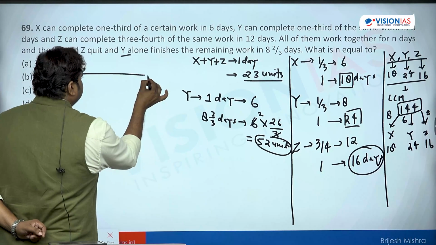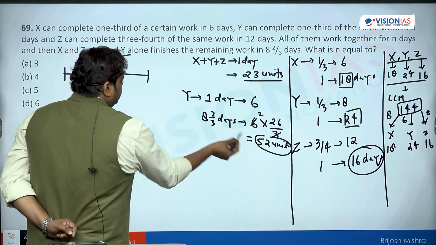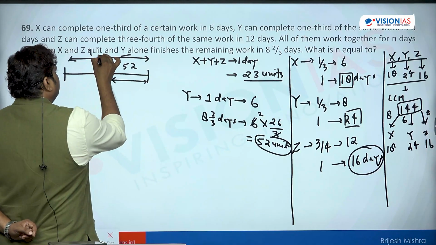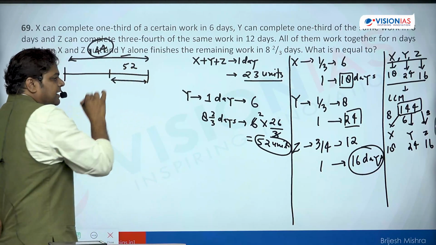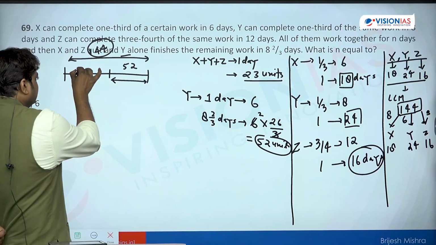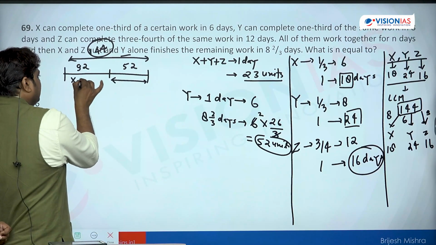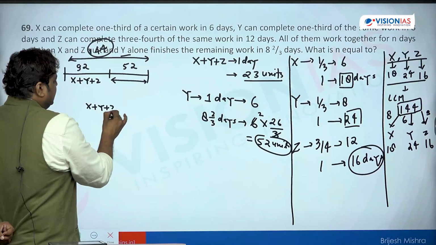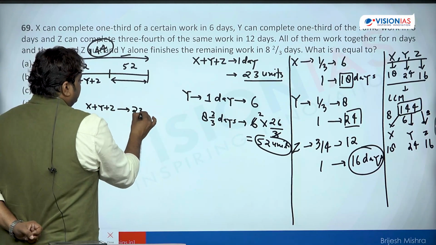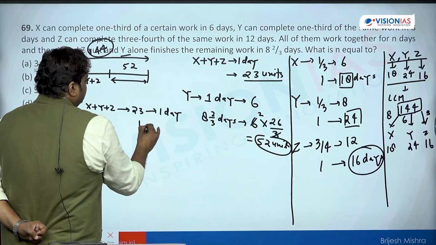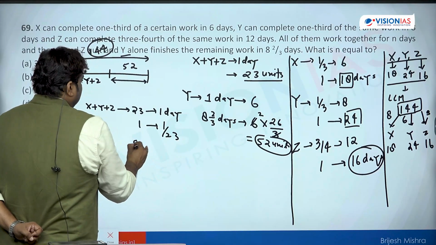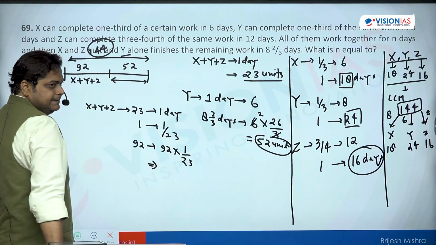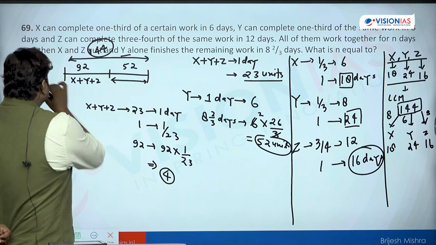That means 52 units Y has completed. Total units 144. 144 minus 52 is 92 units. That means 92 units were completed by all the three. And all the three are completing 23 units in one day. So 1 unit takes 1/23 day. So 92 units, 92 into 1/23, that is 4 days. 4 days is the answer.